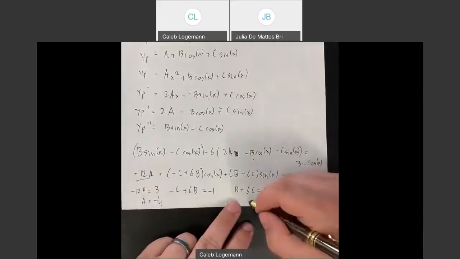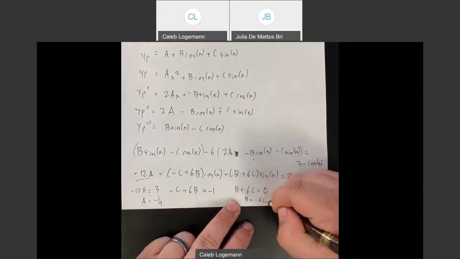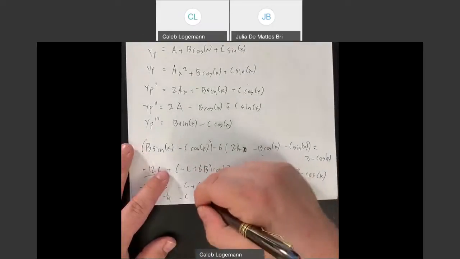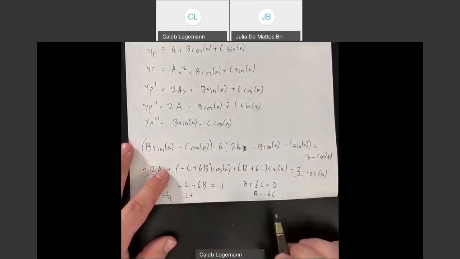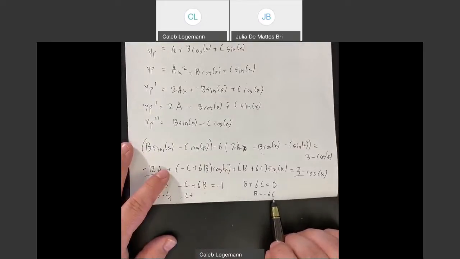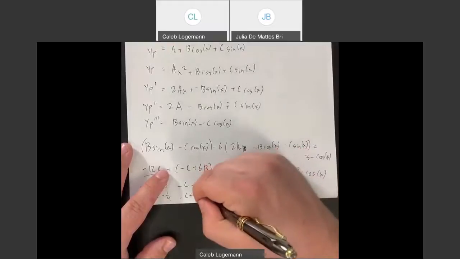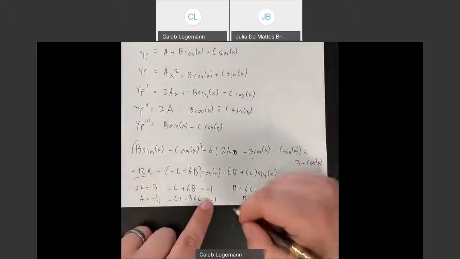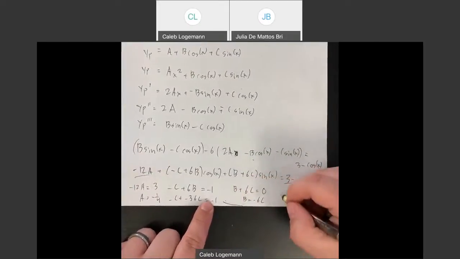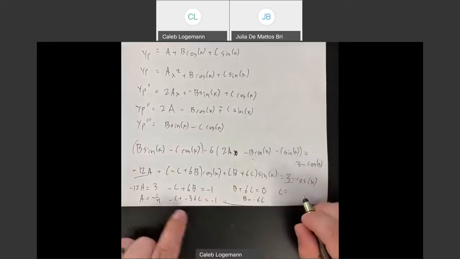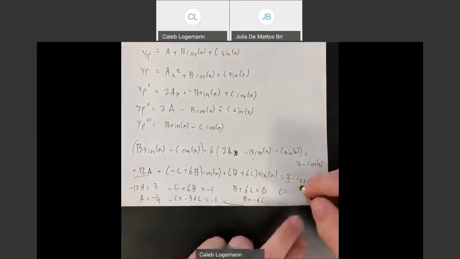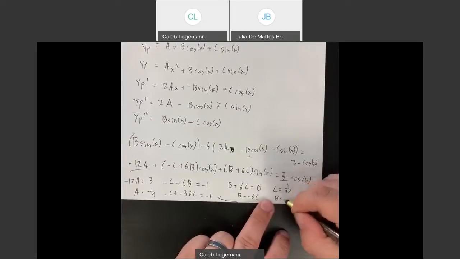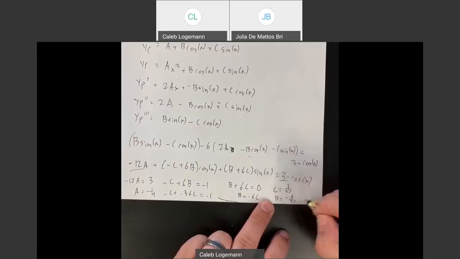So let's see here. b equals minus 6c. So if that's the case, we have minus c plus 6b, with b being negative 6c. So that would be minus 37c equals negative 1. So solving that, that means c equals 1 over 37. And b equals minus 6 times that, so it's going to be minus 6 37ths.